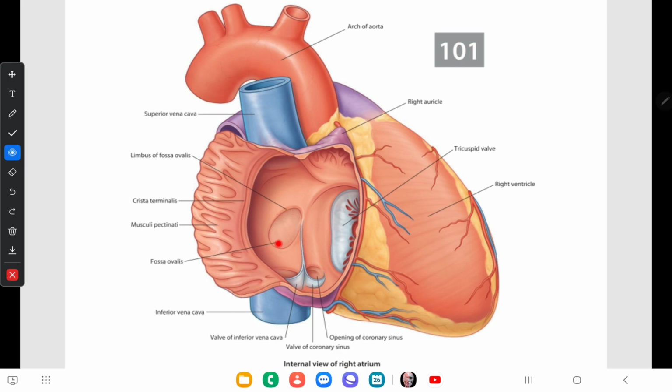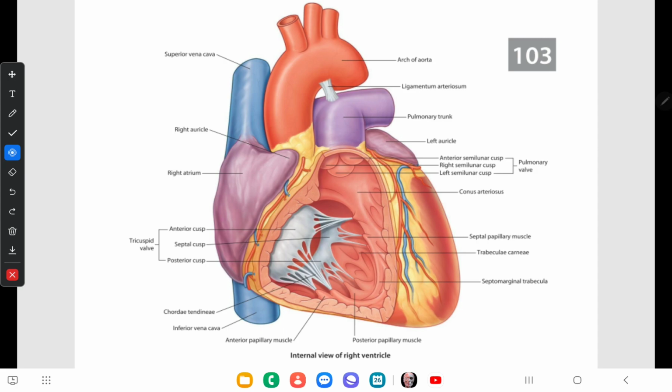Here you can see the fossa ovalis and the limbus of the fossa ovalis around it, and it represents the fetal foramen ovale. Then here is the right atrioventricular orifice, where you can see the tricuspid valve as well. It lies anterior to the inferior vena cava opening, and it is guarded by the tricuspid valve. Many small orifices of small veins also drain the wall of the heart and open directly into the right atrium. Remember that as well.